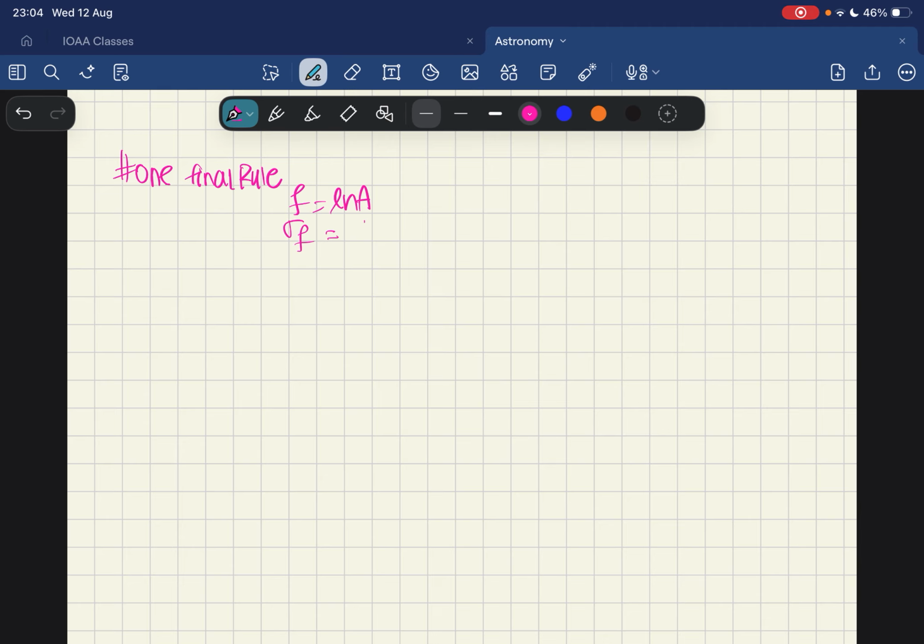The uncertainty will be equal to this. You might have already got a grasp of it from previous questions, because del f by del a will be equal to 1 by a. So del f squared will easily be equal to this and this. So therefore sigma f equals sigma a by a. Easy one.